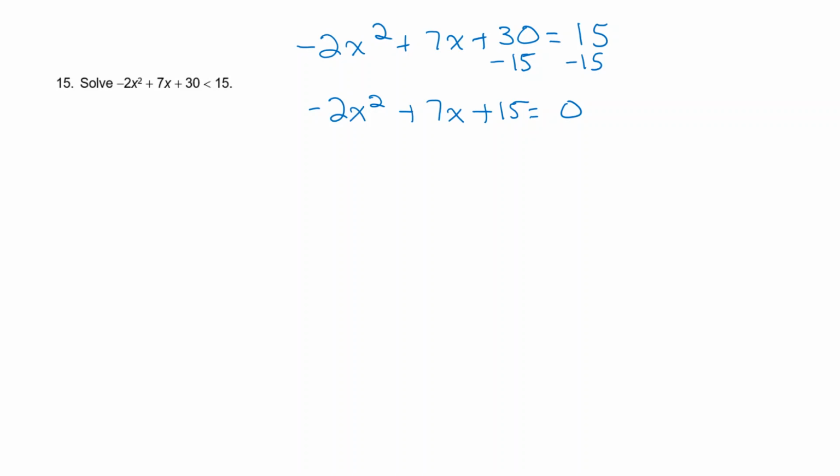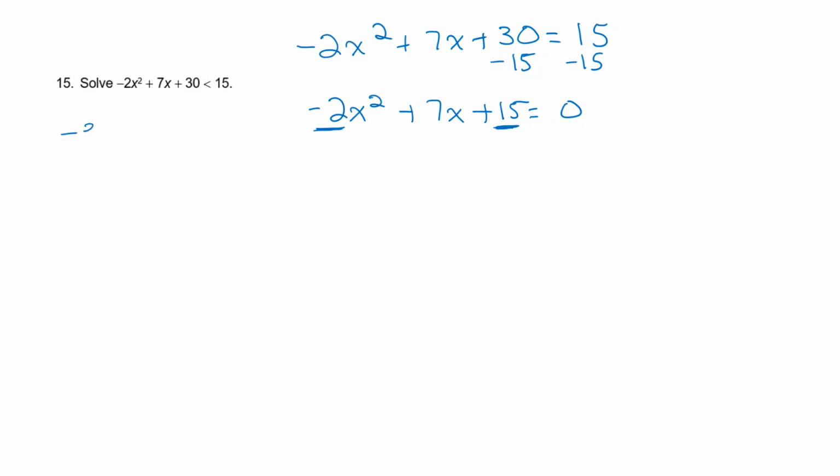All right, this time's a little bit different because when I multiply two numbers together to get, let's see, I can't factor anything out. So I'm going to have to do my math a little bit differently to factor. So here's what I'm going to do. I'm going to multiply negative 2 times 15.